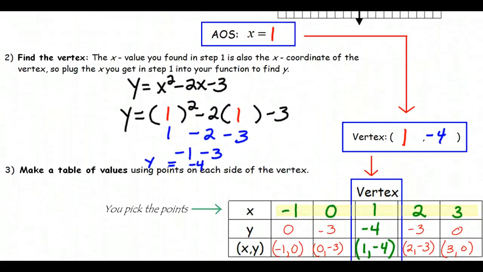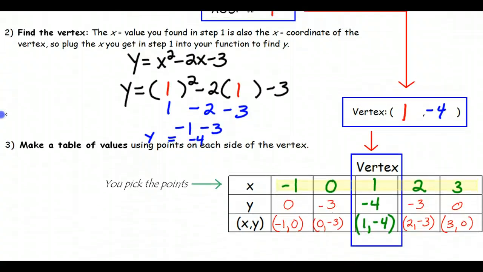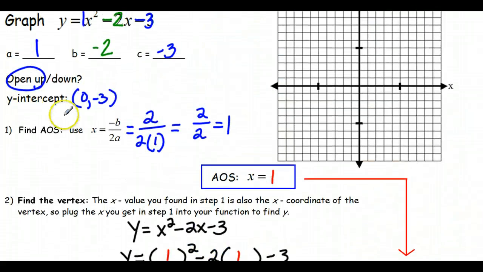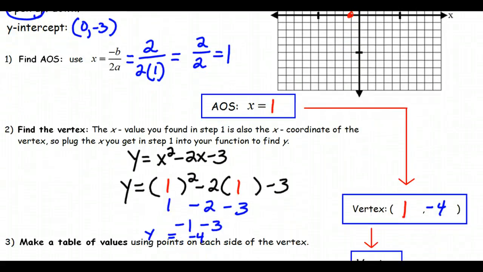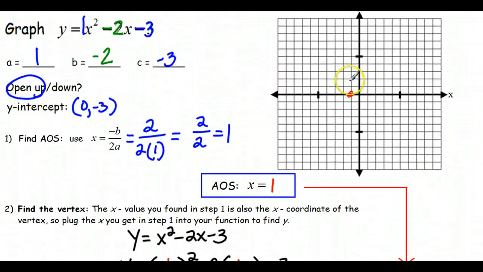So I'm going to scroll up, and I'm not going to be able to see all my points, so I'm going to have to scroll back and forth. The first point I'm going to plot is negative 1, 0. So I'm going to go up here, and we're going to plot negative 1, 0. That's right here. Alright, my next ordered pair that I'm plotting is 0, negative 3. So 0 left and right, and down 3.